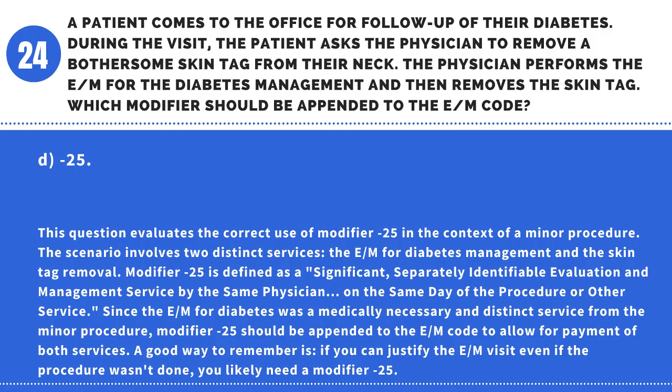Since the E/M for diabetes was a medically necessary and distinct service from the minor procedure, modifier -25 should be appended to the E/M code to allow for payment of both services. A good way to remember is, if you can justify the E/M visit even if the procedure wasn't done, you likely need a modifier -25.